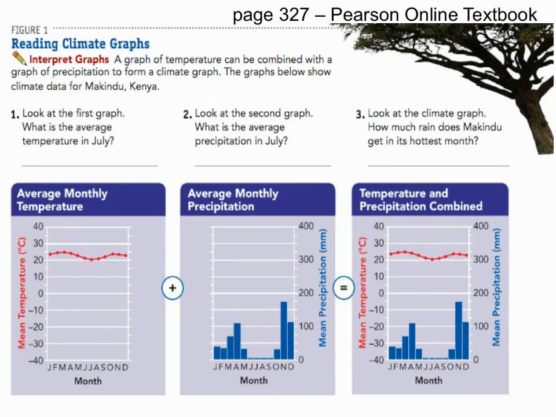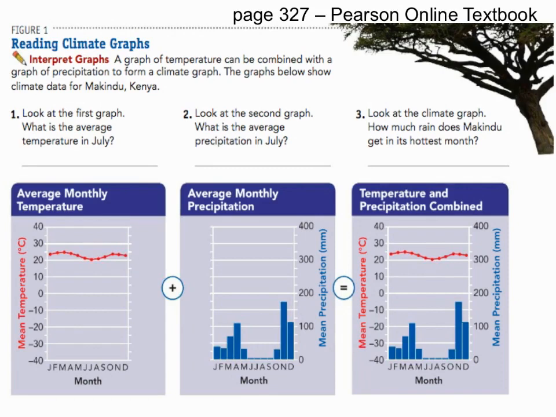So this graphic to me really makes a clear representation of how two different types of graphs get combined together to make a climograph. So let's step through this quickly. So it says a graph of temperature can be combined with a graph of precipitation to form a climate graph. The graphs below show climate data for Makindu, Kenya. Look at the first graph. What's the average temperature in July?